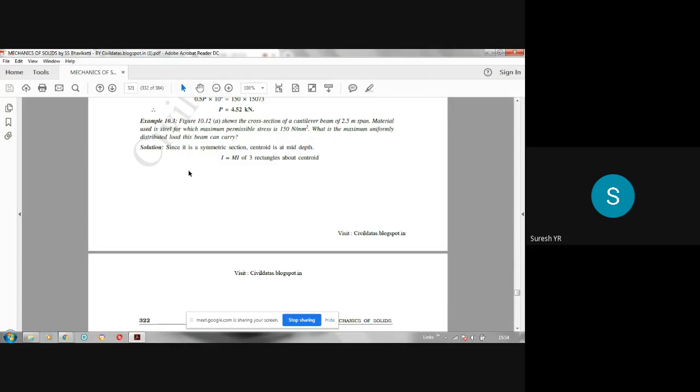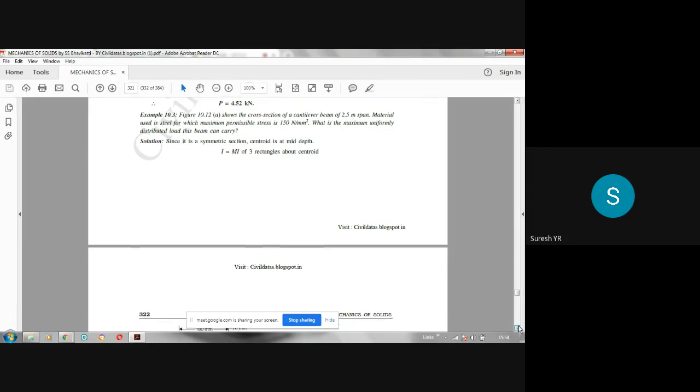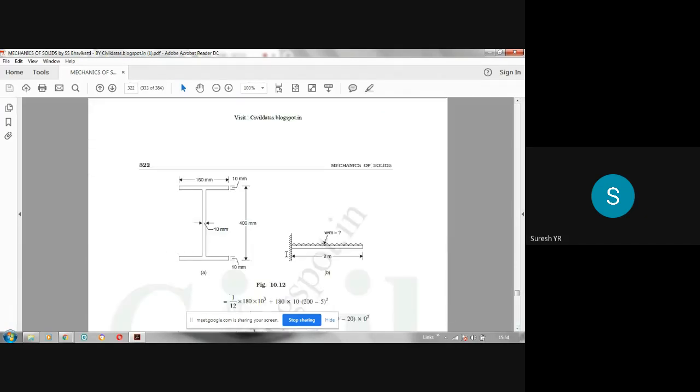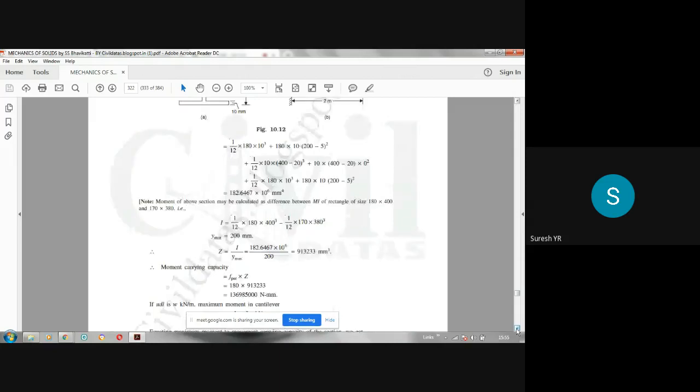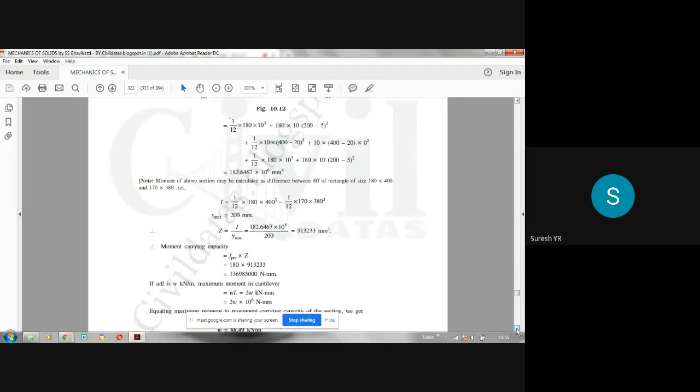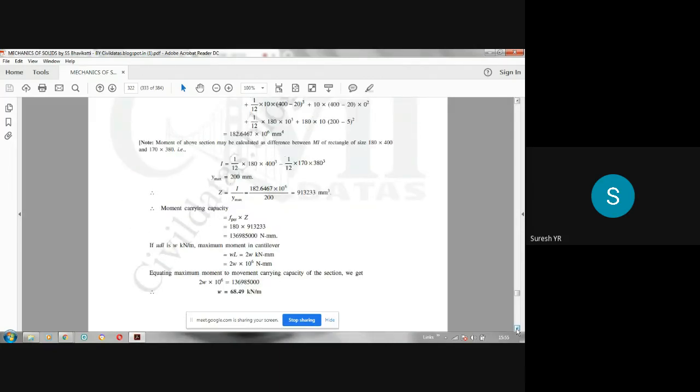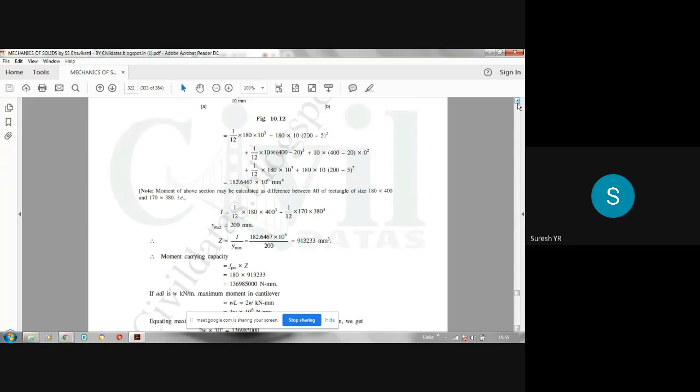Anyway, here is the cross section of a cantilever of 2.5 meter span. Span means length, so the length of the cantilever is 2.5. Here it is written, there is a printing mistake. It is written as 2 meter. Let me see how much we have taken here for the measurement in the cantilever. So 2 meter only. It is not 2.5.